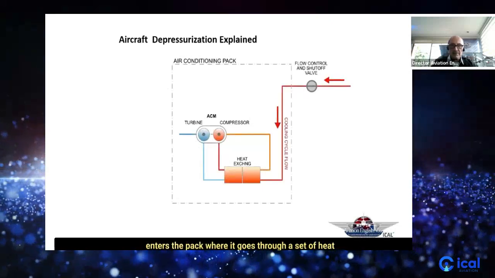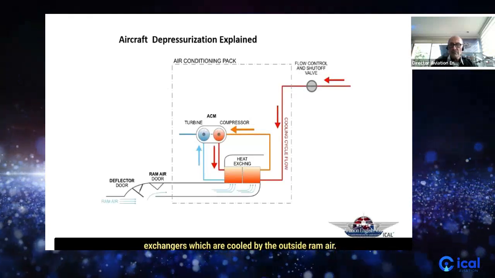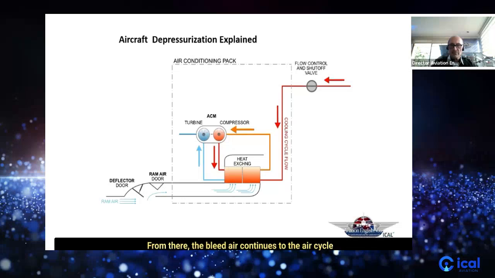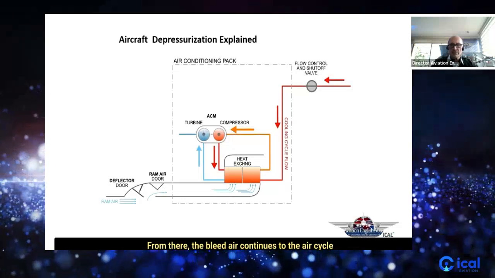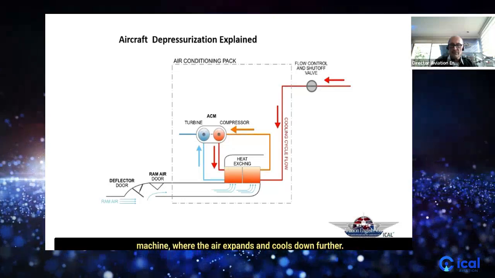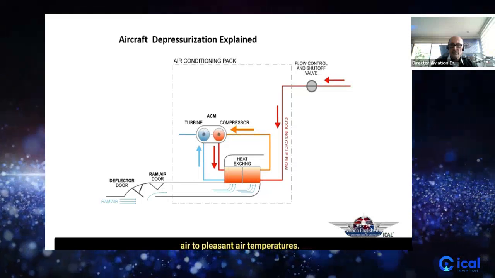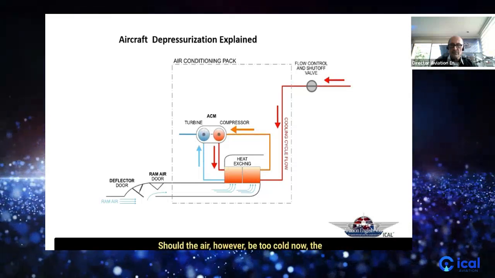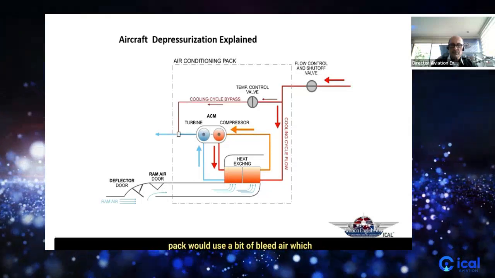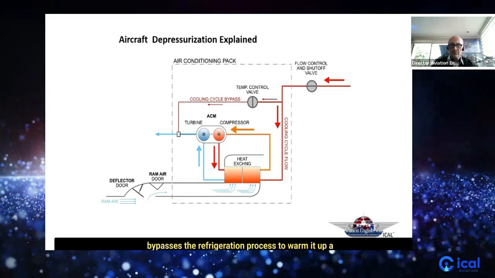The hot bleed air enters the pack, where it goes through a set of heat exchangers which are cooled by the outside ram air. From there, the bleed air continues to the air cycle machine, where the air expands and cools down further. This whole process refrigerates the air to pleasant air temperatures. Should the air however be too cold now, the pack would use a bit of bleed air which bypasses the refrigeration process to warm it up a bit.